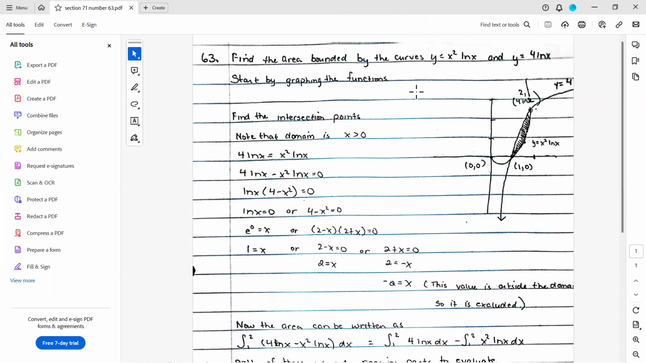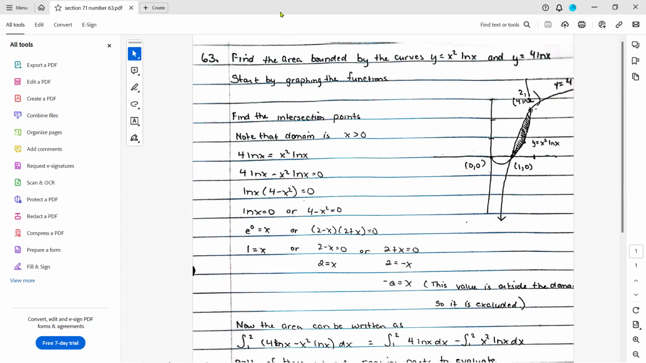Before we get more into that, you have a graph over here that is kind of jerry-rigged. This curve that you see going up and to the right is 4 natural log of x. It got cut off when I took the picture. But that's 4 natural log of x. This other curve that comes up is x squared natural log of x.